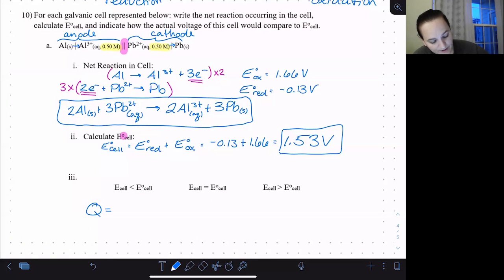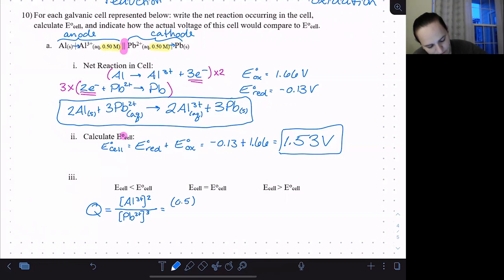So we need to write our equilibrium expression. On the product side, we have aqueous aluminum ions. Lead is a solid, so that's going to get ignored. So we have Al3+, coefficient of 2 becomes an exponent of 2. On the reactant side, aluminum is solid, so that gets left out. Lead is aqueous, so that we include. Coefficient of 3 becomes exponent of 3. So we have the concentration of aluminum 3+ squared on the top, concentration of lead 2+ cubed on the bottom.